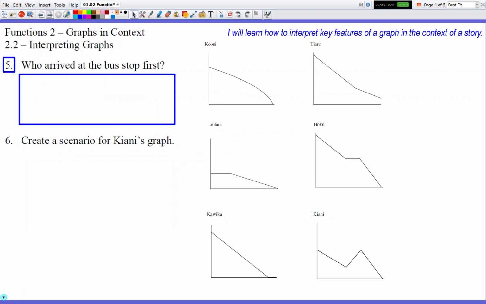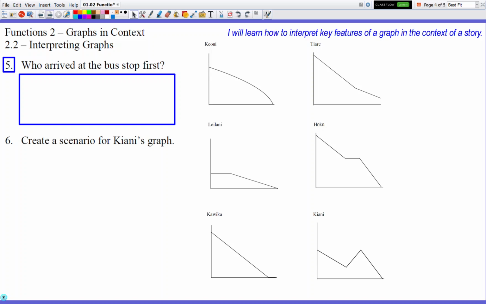So who arrived at the bus stop first? If they're arriving at the bus stop, their graph is going to touch the x-axis. So TRA is out of the running, because we want to take into account people that arrive at the bus stop. TRA doesn't arrive, so we can take her out of consideration. So who arrives first? Who makes contact with the x-axis the earliest? It looks like Keone makes contact at the very end when the bus is about to leave, so he just makes it just in time. So does Leilani. Hoku as well. Kiani as well.